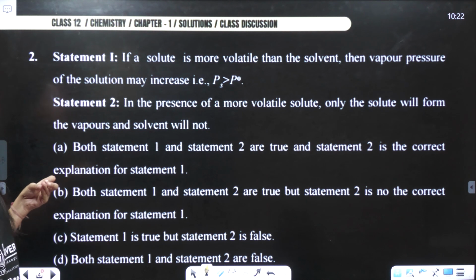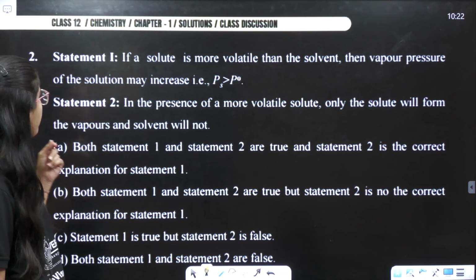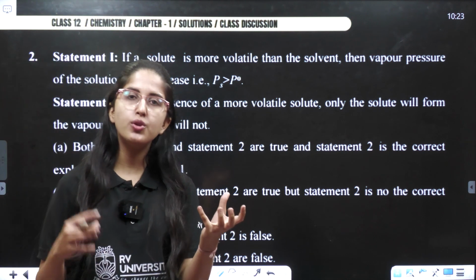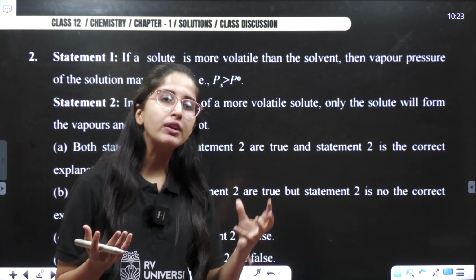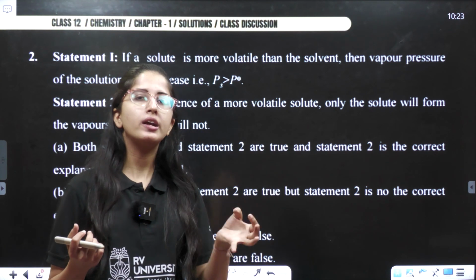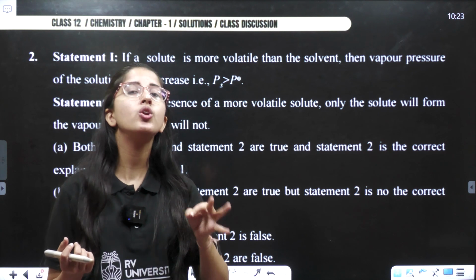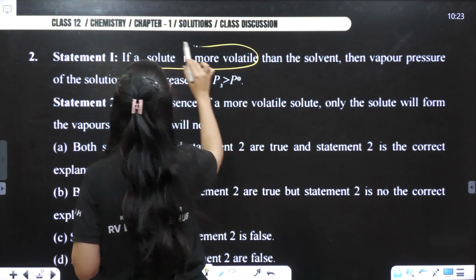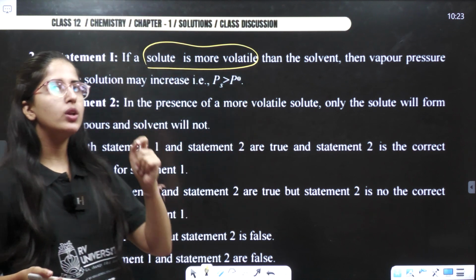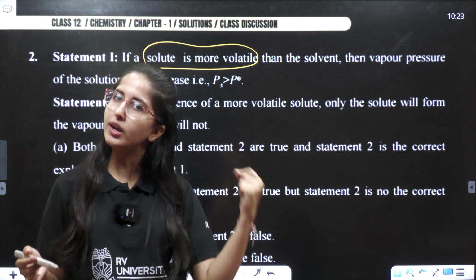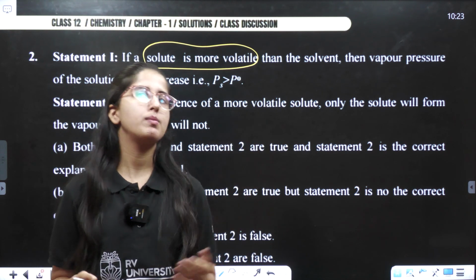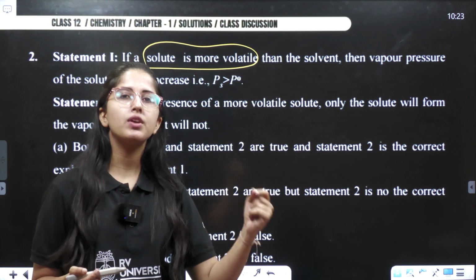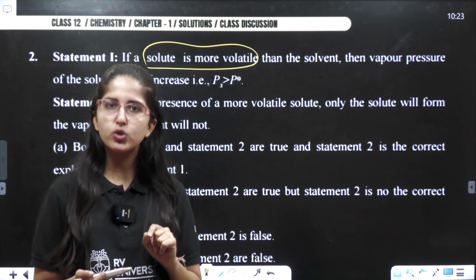Next, if a solute is more volatile than the solvent, then the vapor pressure of the solution may increase. Let's say you have a solution of a solute and a solvent. When we talk about relative lowering of vapor pressure, we clearly say that the solute must be non-volatile. But in this particular question, they are saying that the solute is more volatile than the solvent. So now, as the solute is more volatile, a greater number of vapors will be formed and therefore the vapor pressure will increase. So you can clearly say that the vapor pressure of the solution will be greater than that of the pure solvent.